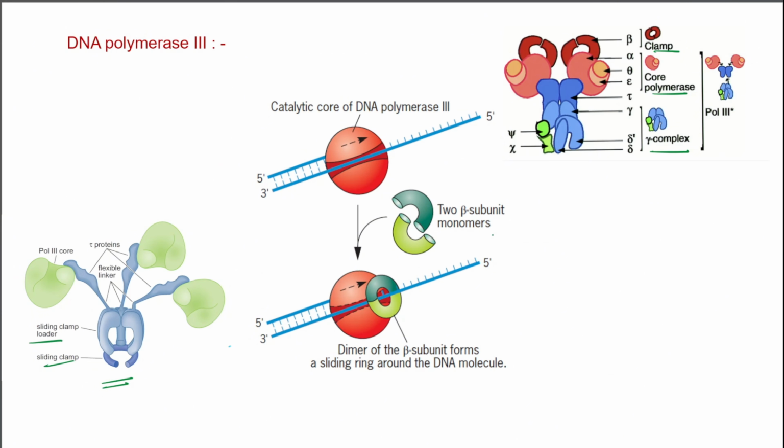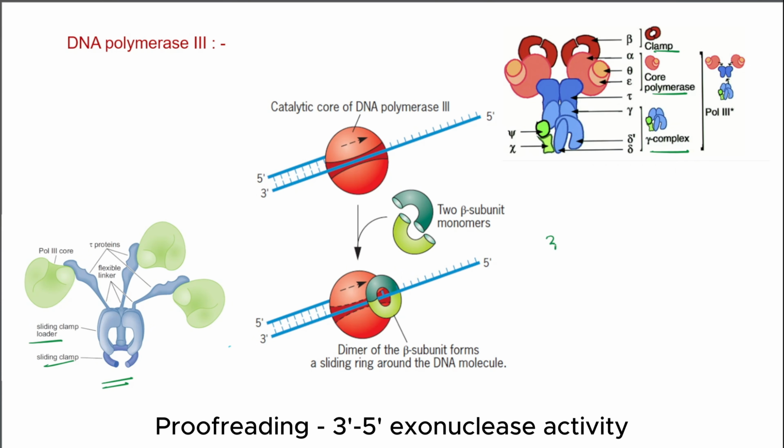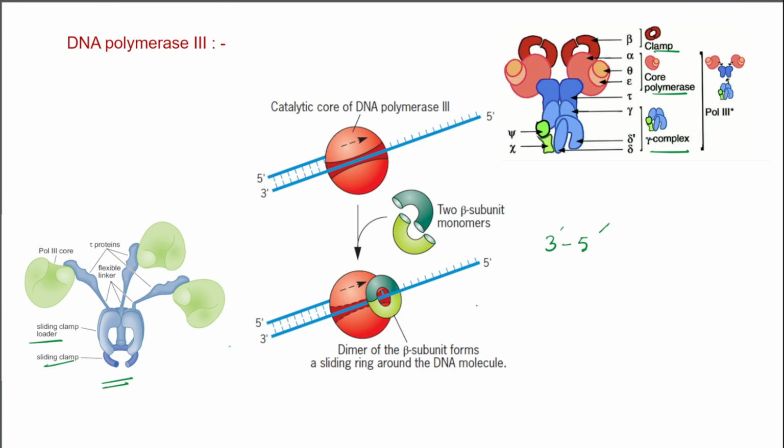DNA polymerase 3 has high processivity, meaning it can synthesize thousands of bases without falling off. It also has proofreading ability via 3' to 5' exonuclease activity to correct mismatches. DNA polymerase 3 alone is not stable on the DNA. It tends to fall off after synthesizing a short stretch. To solve this, the beta clamp, that is the sliding clamp, is recruited. The beta clamp is a ring shape that encircles the DNA and holds DNA polymerase 3 in place, increasing its processivity.